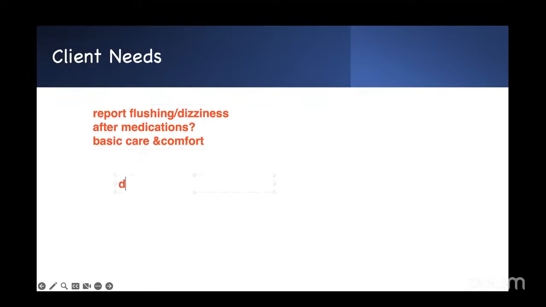Now, same thing. If they tell you dry mouth after using the medication, this is the same thing. You've got to deal with the dry mouth, right? You've got to help them deal with the dry mouth. So you've got to provide some basic care and comfort. Tell them to sip a little bit of water after taking the medication to help with that.